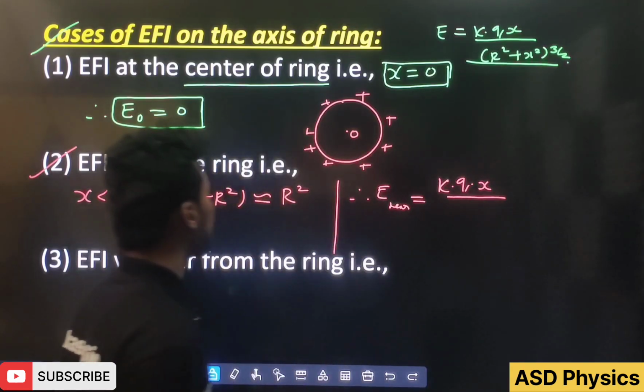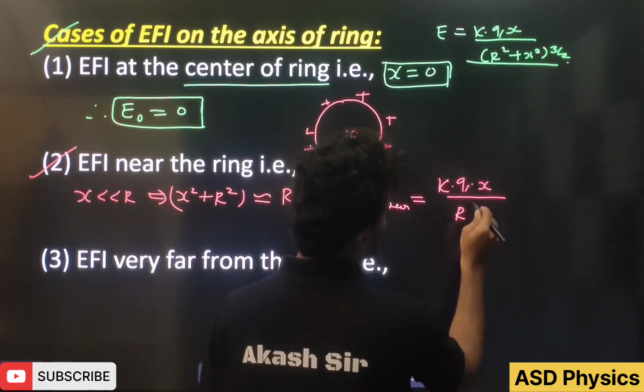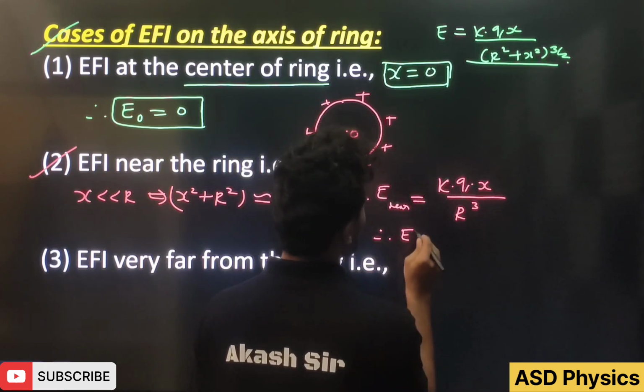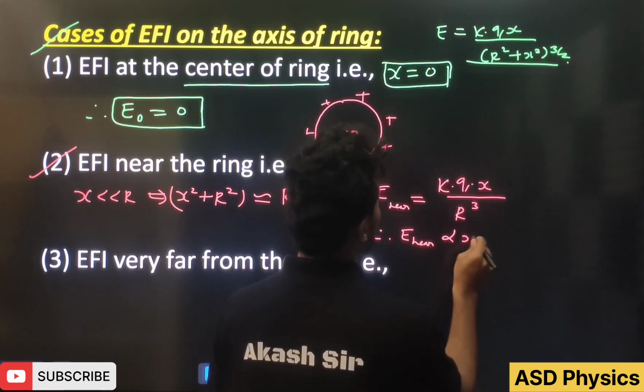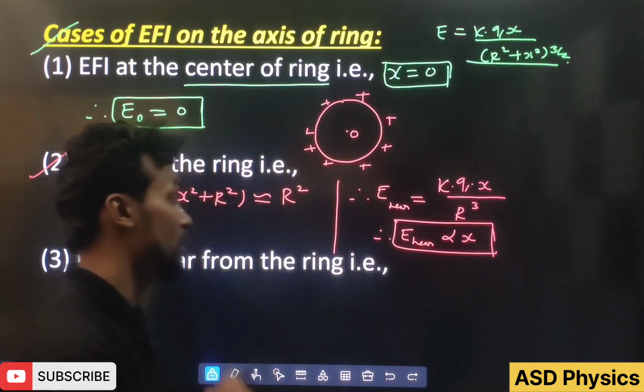kqx, r square plus x square will become what? R square. That means r square power 3 by 2, which gives r cube. So here we can tell very well that the electric field intensity near the ring is directly proportional to x. It will be like a straight line graph.